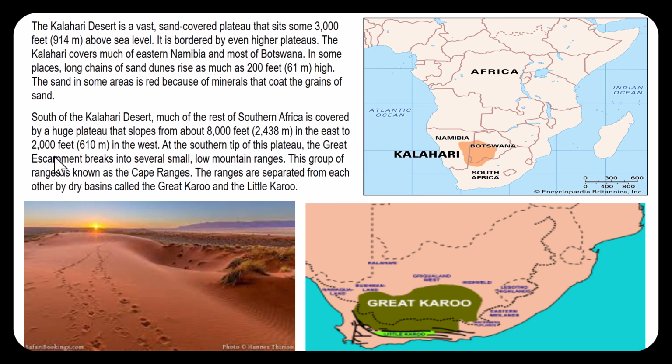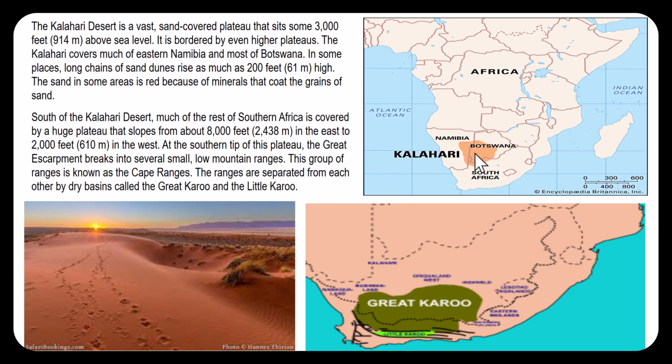The Kalahari Desert is a vast, sand-covered plateau that sits some 3,000 feet above sea level. It is bordered by even higher plateaus. The Kalahari covers much of eastern Namibia and most of Botswana, and you can see its coverage right here. In some places, long chains of sand dunes rise as much as 200 feet high. The sand in some areas is red because of minerals that coat the grains of sand.